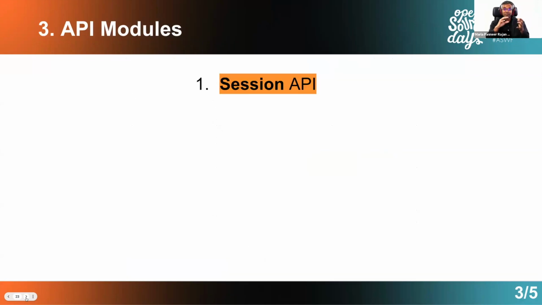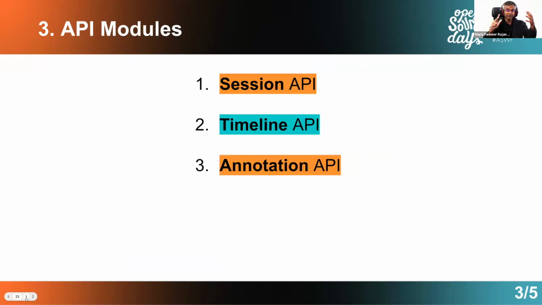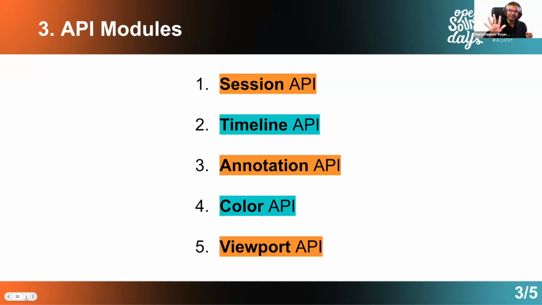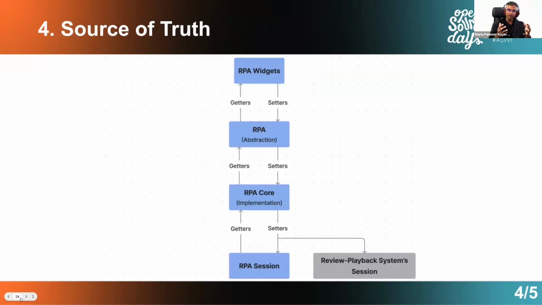Next. Now, RPA is a collection of these 5 API modules. Let's go over each of them and see what they control. The session API controls the playlist, clips, and their attributes. The timeline API controls the playback timeline. The annotation API helps us control the feedback annotations such as strokes and text. The color API helps us control the OCIO color spaces and also do color corrections on frames and clips. And finally, the viewport API helps us control the viewport transformations. So all these 5 API modules together help us control the RPA session itself.